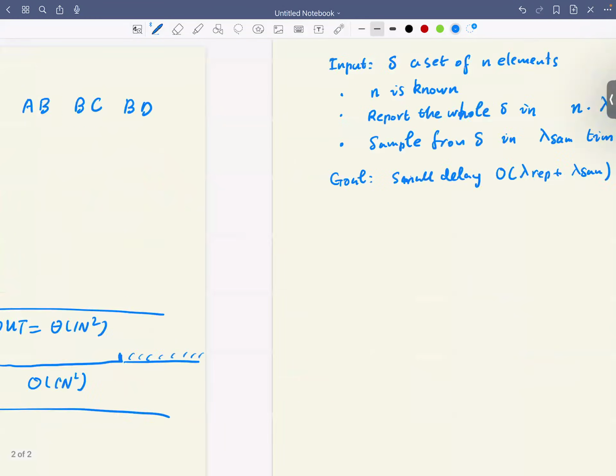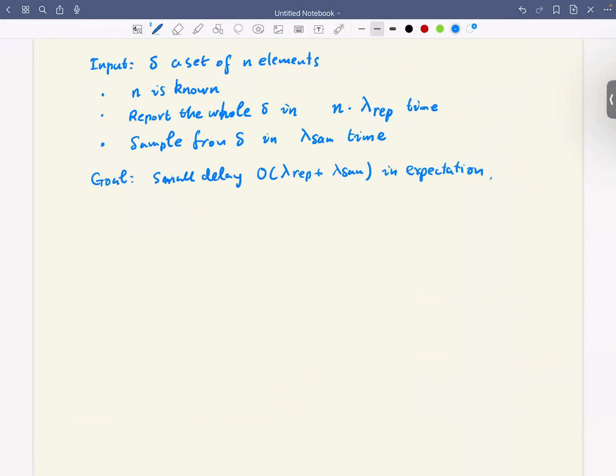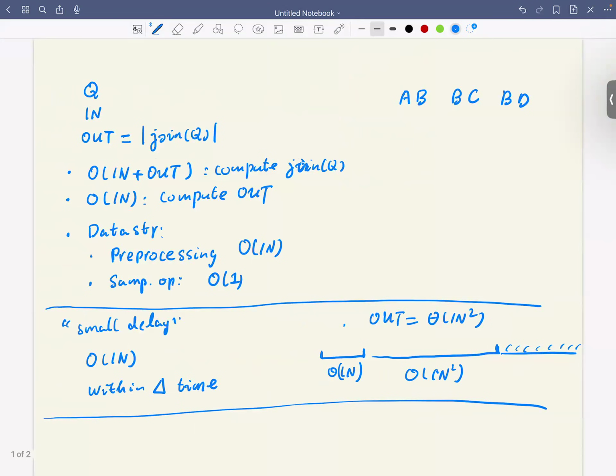Now, if you look at the second bullet here on this page, you have to report the whole thing in n times lambda rep, right? So are you able to do that? Yes, you are able to do it. Actually, you don't even need a grace period for this, because you can directly use the first bullet. Oh, okay, so this is something I have to provide some supplemental explanation. We need something stronger than what I said here. What I said here is not completely enough.